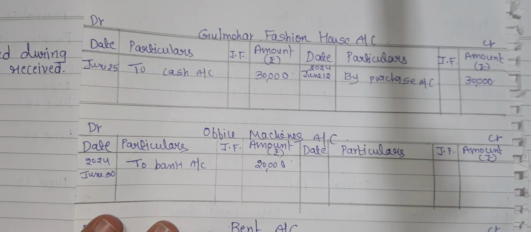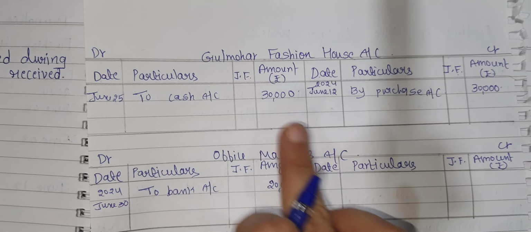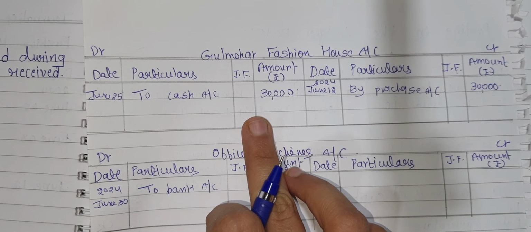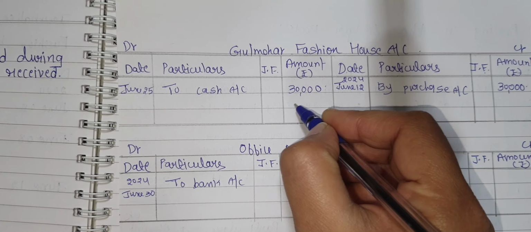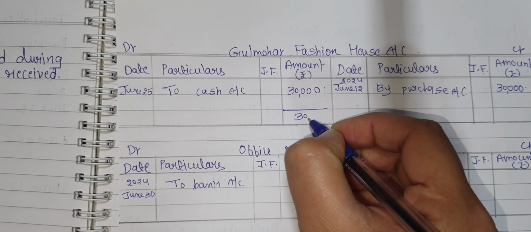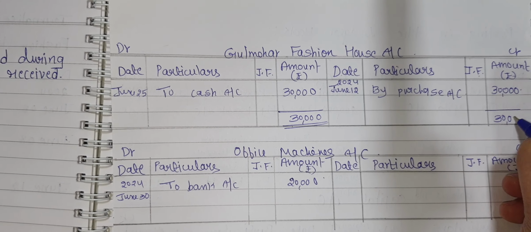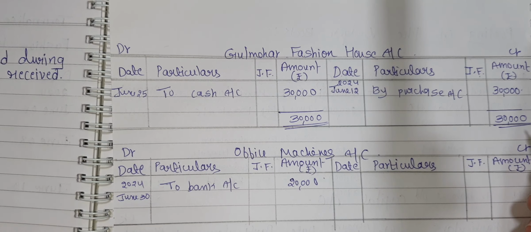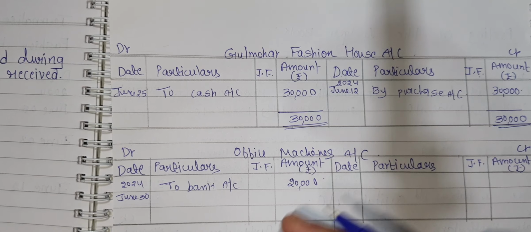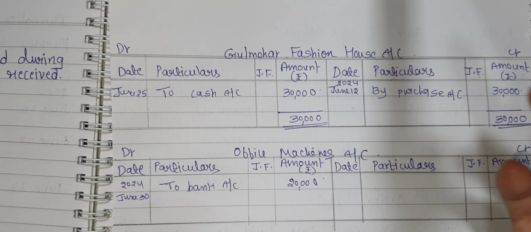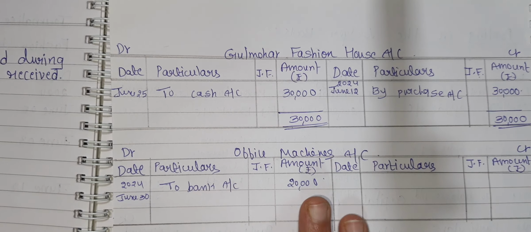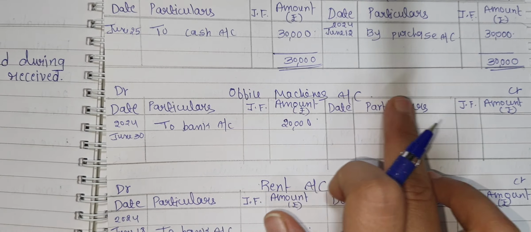And next one, Gulmohar Fashion House account. Here 30,000 and 30,000. Here there is an equal amount, so close the account here only. That is rupees 30,000. 30,000 means there is no balance. That means there is no opening balance on July 1st. Okay.